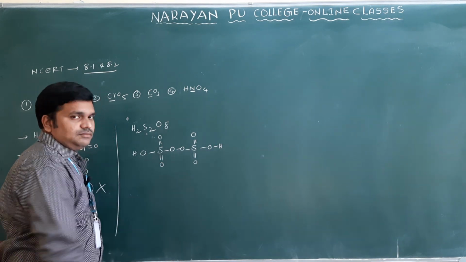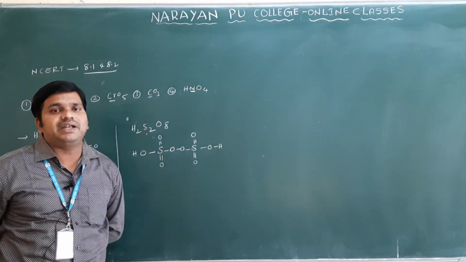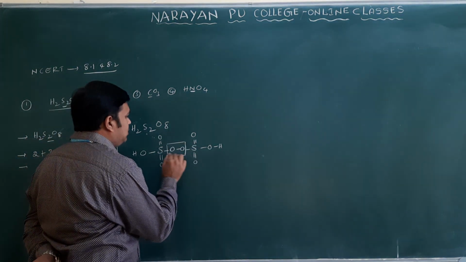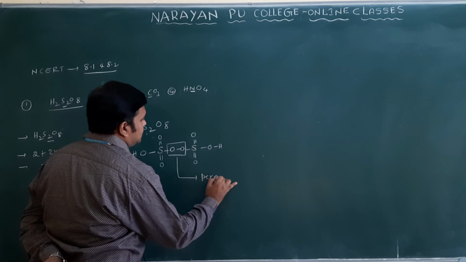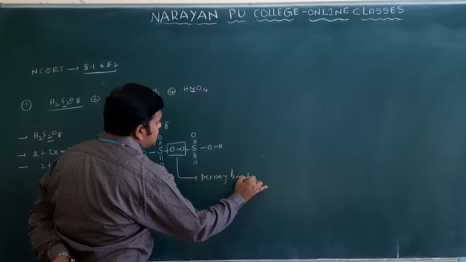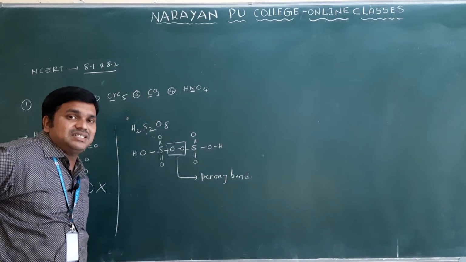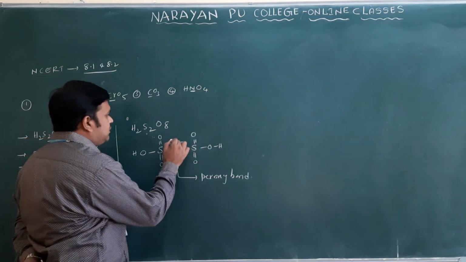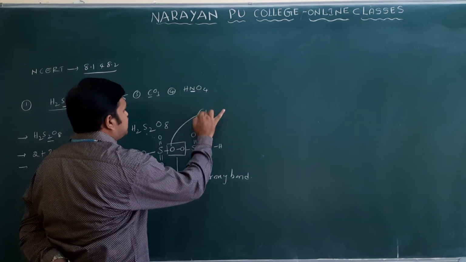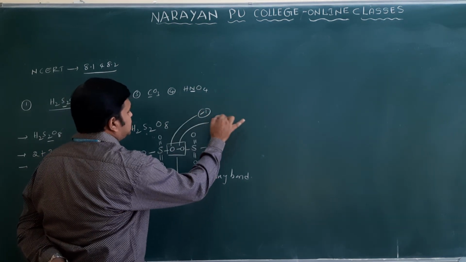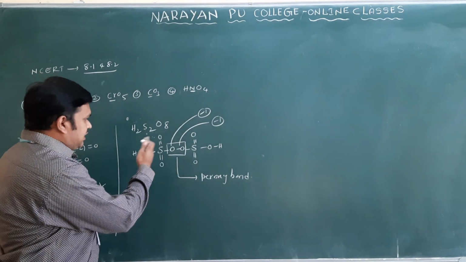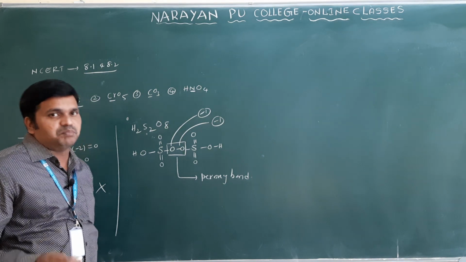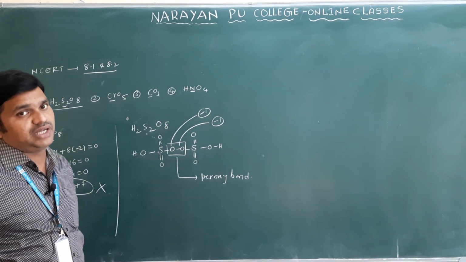But come to this one, O and O is there. What bond is it? It is a peroxy bond only. In case of peroxides, what is the oxidation state of oxygen? That is always -1. So this oxygen will show -1, and this oxygen also -1. The remaining oxygens generally show -2 oxidation state. You have to keep this in your mind.